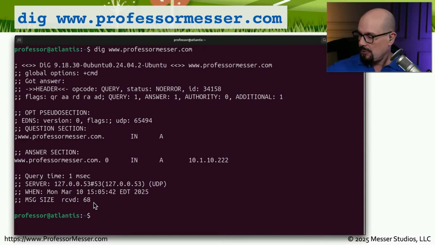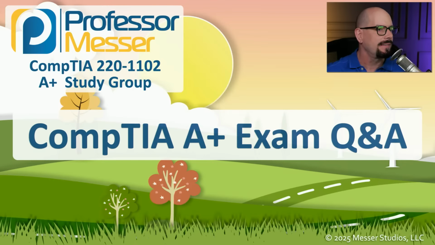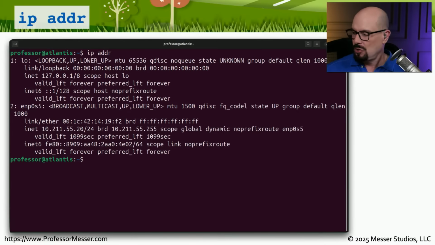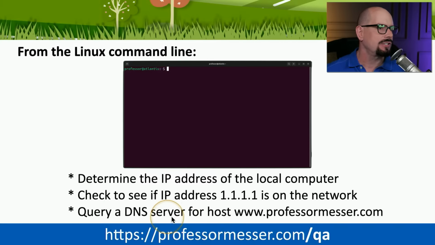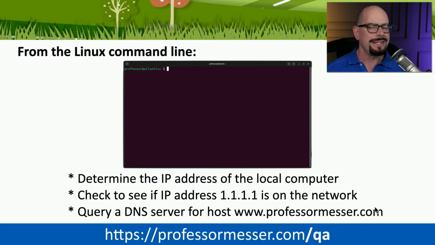So those were our 3 answers. Let's back up just a bit so you can go through that one more time. We have, click, here we go. Determine the IP address of the local computer. I told you we could use IP address. You could have also used ifconfig. Checking to see if IP address 1.1.1.1 is on the network was a simple ping command, which is kind of nice. And then querying a DNS server for a particular fully qualified domain name is one that you would use with dig. You could also use nslookup if that is available on your Linux distribution.